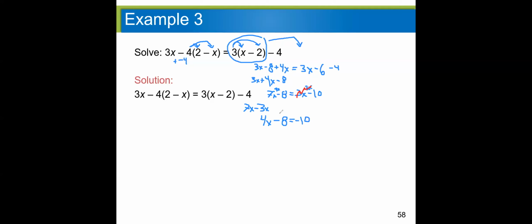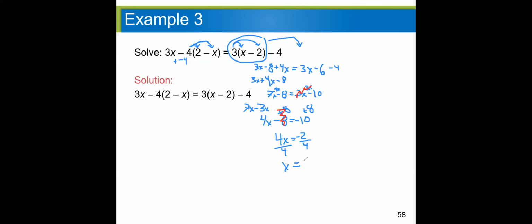Minus 10. Then I will add 8 to both sides to get rid of these 8s. My 8s cancel each other. And minus 10 plus 8 is minus 2. So I am now at 4x equals -2. Opposite division is multiplication. Divide out.